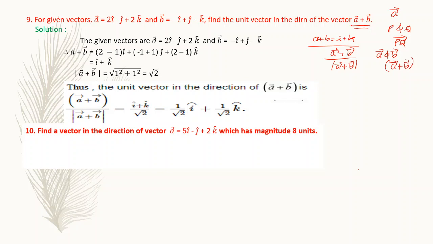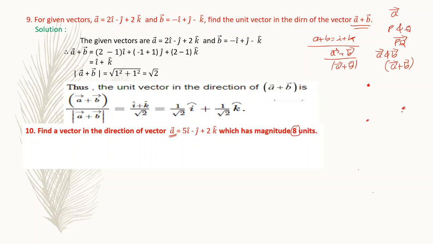Okay, so find a vector in the direction of vector A. For this direction, you have to find the vector A. They are not asking here for a unit vector. They are asking to find a new vector which is length 8, which is magnitude 8. Till now, we were finding magnitude 1, the unit vector. But now they are asking to find the new vector with magnitude 8. So how do we find it with magnitude 8?